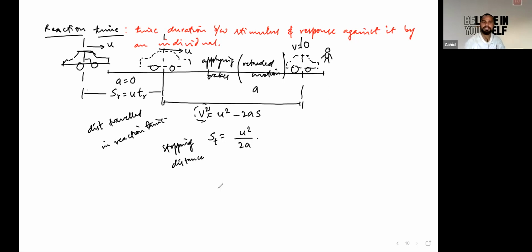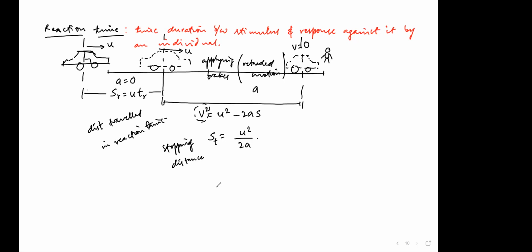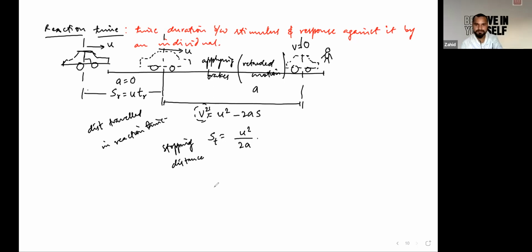Is it clear up to this part? Yes, sir. Sabita, any doubt? No, sir.